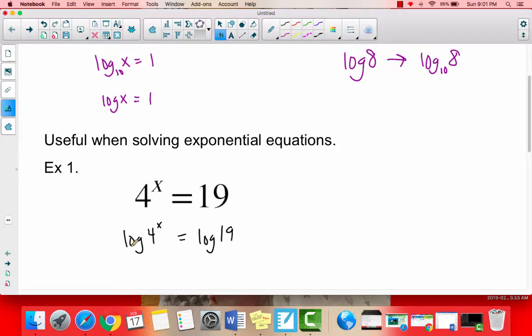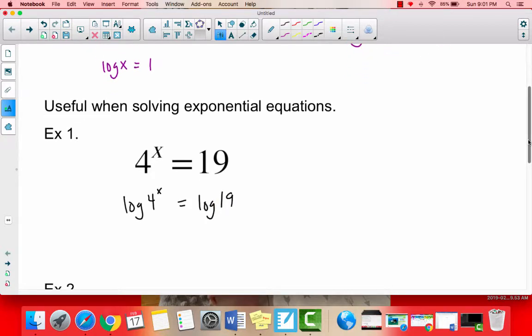And now because I have logs on both sides, I can use my log properties that we've talked about previously. So I've got this exponent here at the top, and we know anytime we have logs, the exponents can move to the front. And that makes it easier for us to solve for x. If I rewrite this, it would look like this: x times the log of 4 equals the log of 19.